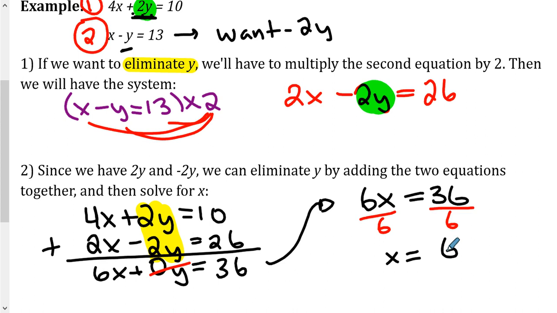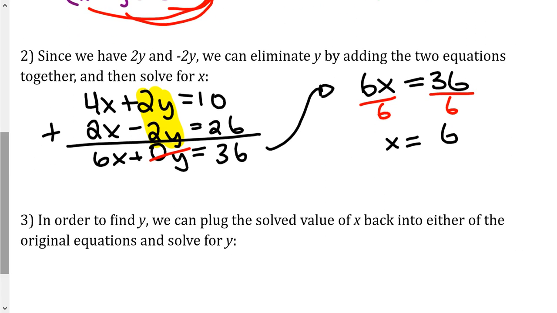So what we've done now is we found the first part of our solution. Now things are going to be just like substitution, right? Same thing as we've done before. My solution is made up of two parts. It's made up of an x value and a y value.